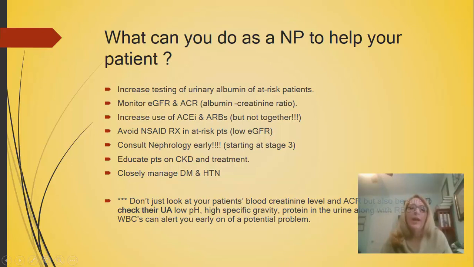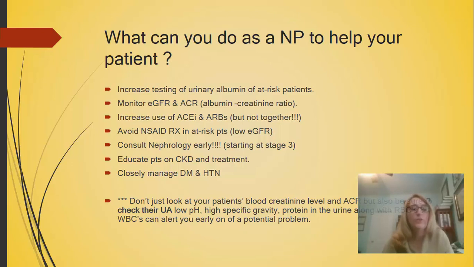Don't just look at your patient's blood creatinine level or your albumin creatinine ratio, but also be sure to check their UA. I'm putting my plug in here for when you're doing screening exams or their annual wellness exams to check a UA on somebody. Insurance is paying for this. You may have someone who is completely unaware that they could potentially have a kidney issue or chronic kidney disease, and the first thing you pick up could be the proteinuria.